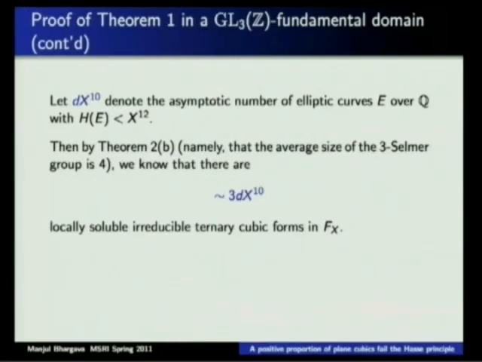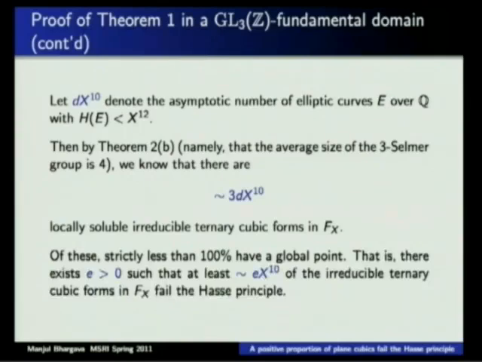And what we showed already is that when we ordered these by the height of the Jacobian, a positive proportion of them failed the Hasse principle. So if these strictly less than 100% have a global point, okay, they fail the Hasse principle. And so there exists some e bigger than 0 such that at least e x to the 10th of the irreducible ternary cubic forms in this fundamental domain fail the Hasse principle. Okay? So at least in a fundamental domain now, we see that a positive proportion of the ternary cubic forms fail the Hasse principle.